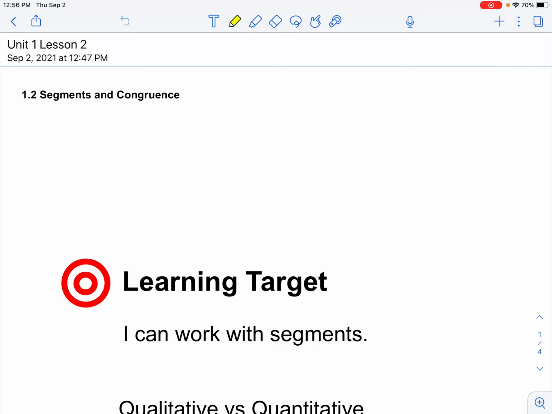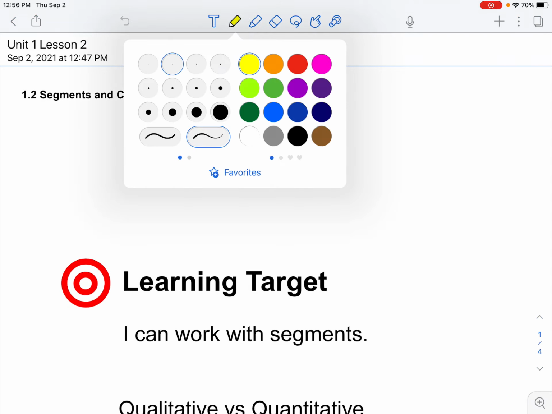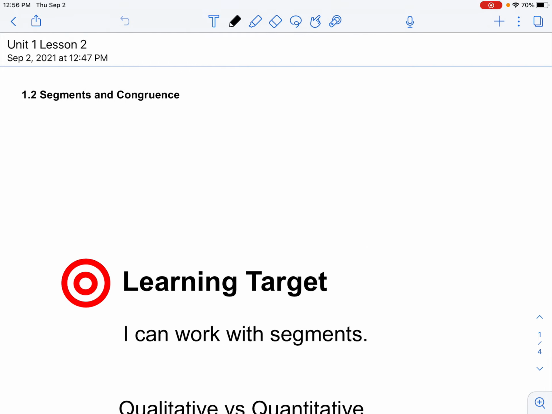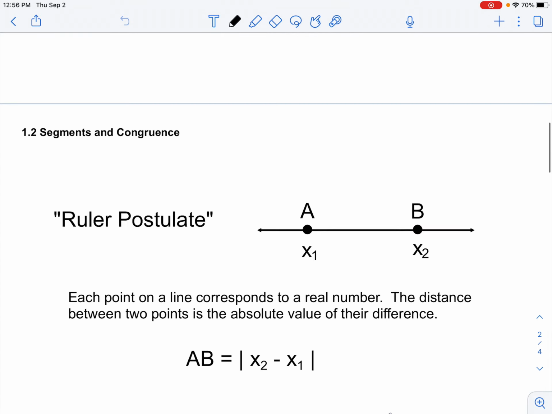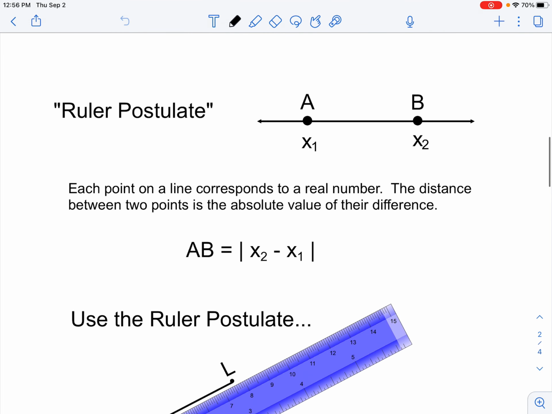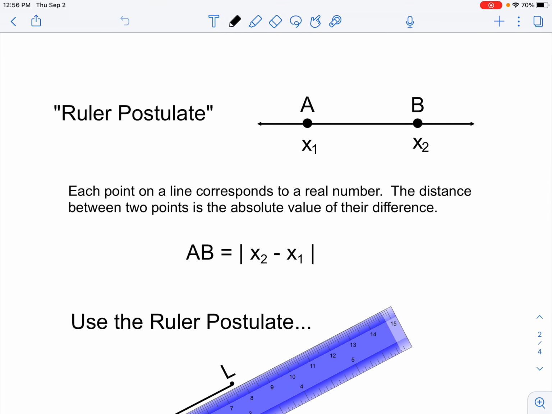All right, welcome to Unit 1, Lesson 2. We're going to dig into some segments today. So again, one of the things about geometry that we use to measure distances is called the ruler postulate. That basically means that you take where one of your points is and you subtract where the other point is. When you do that, it will give you the distance in between the two.